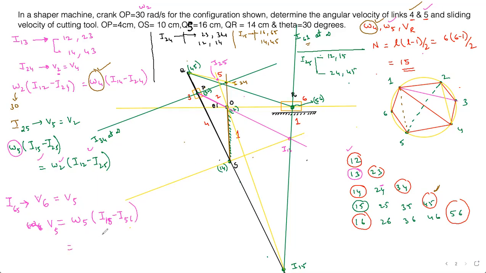So omega 5 is already known. I15 distance is already known. I56 also is known. Where is I56? Yes. I15 is down. I56 is here. Just measure this length and then assume that it is rotating with omega 5, right? You have that omega 5 already. Then you will get the V5 value also. The V5 value, whatever you get in meters per second, will be equal to the slider velocity, or it will be equal to V6. Okay, so this is what ends the problem.